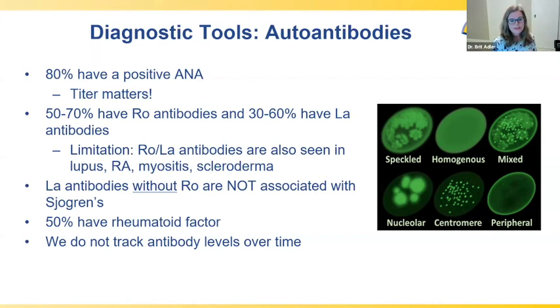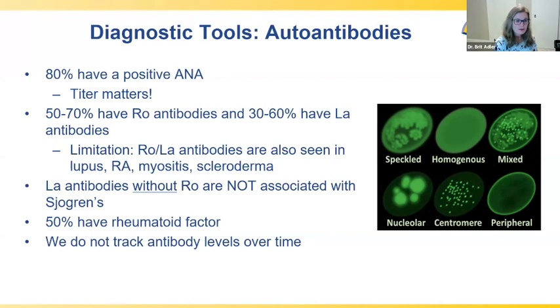So about the other antibodies that we check that are a little more specific for Sjögren's: they are Ro antibodies and La antibodies, which are present in about half of patients with Sjögren's. These Ro and La antibodies are commonly referred to as the Sjögren's antibodies. The problem is that they're actually not specific to Sjögren's.